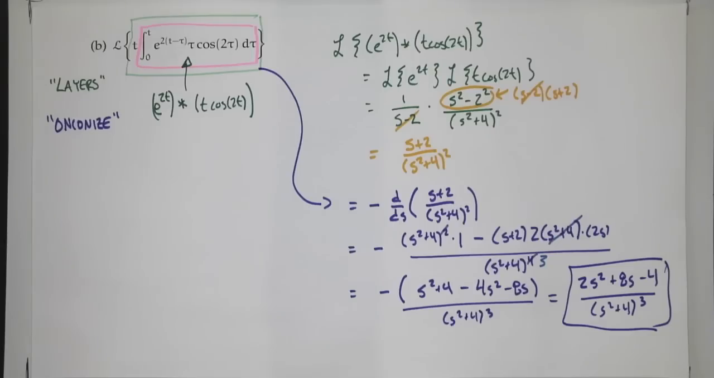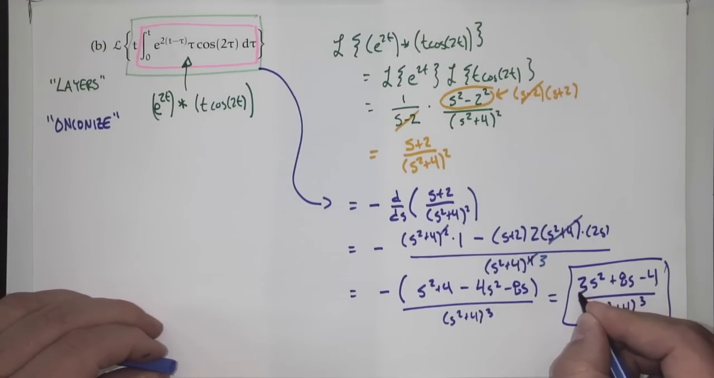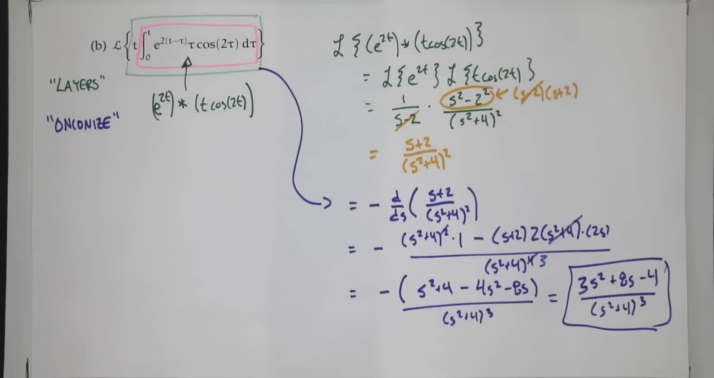Well, I can believe that. Let's see. S squared minus 4. Aha! You didn't notice, but this is actually a badly written 3. So there we go. Good. Problem solved.